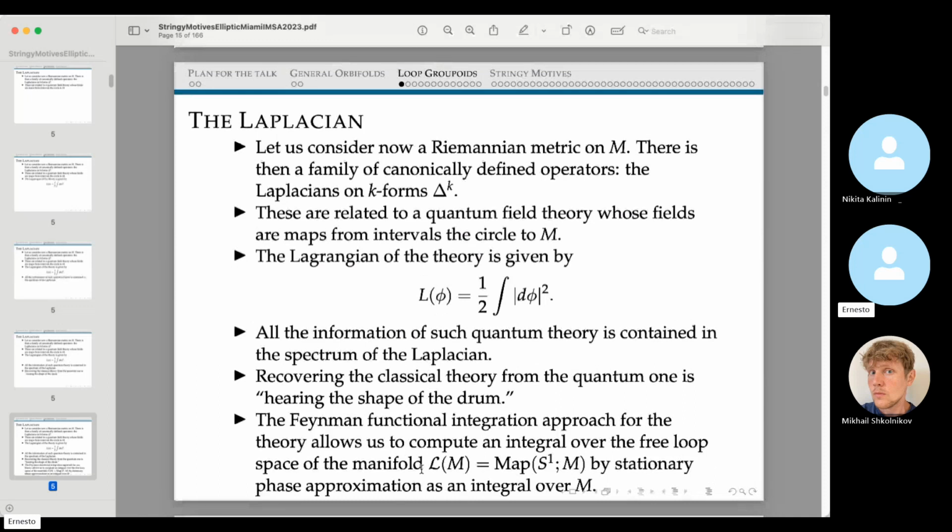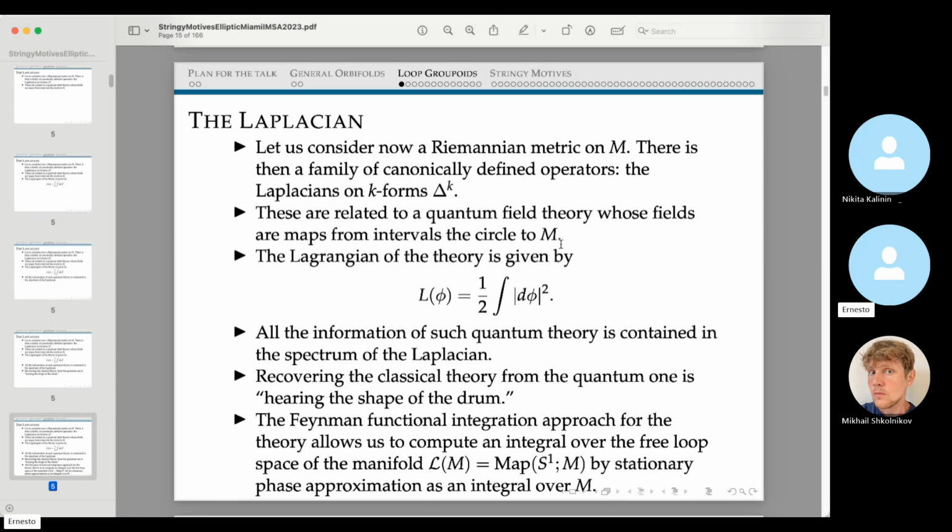So the Feynman path integral formulation approach to the theory tells us that by computing integrals over the free loop space of the manifold and using a stationary phase approximation, one can find a path from this input, the manifold with a Riemannian metric, to the spectrum of this operator. And this is by performing this kind of fanciful Feynman integration.